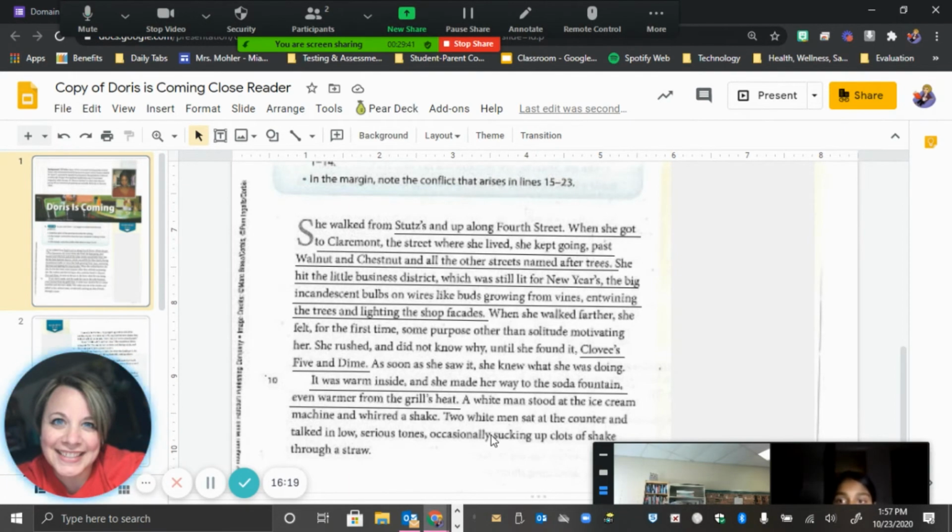Okay, so we can tell from this that she lives in a neighborhood, right? Because she's walking past all these streets that are named after trees. And typically, where do you find that? In a neighborhood. Okay. Now, they also tell us, if we look right here, she talks about the trees being lit for New Year's, that they're still lit.